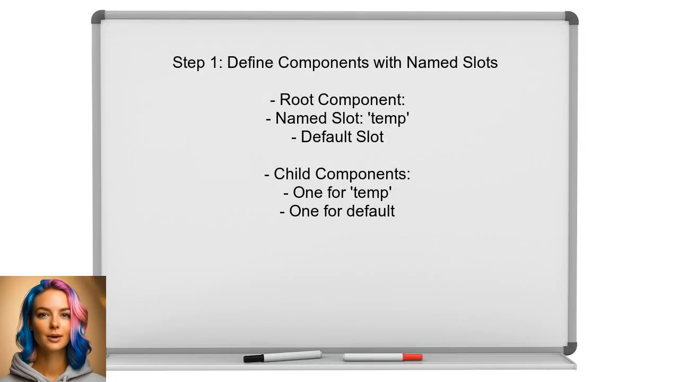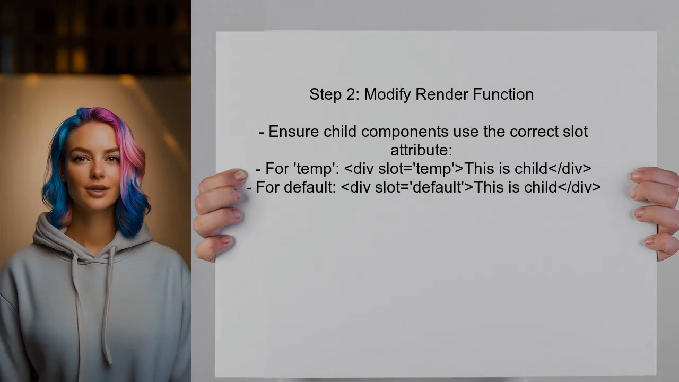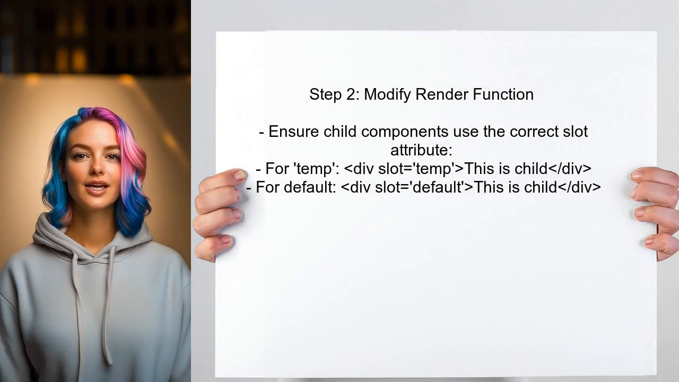To render children into specified named slots in Vue.js, the user should first ensure that the components are correctly defined with their respective slot names. In this case, we have a root component with a named slot called temp and a default slot. Next, the user should modify the render function to ensure that the child components are assigned to the correct slots.